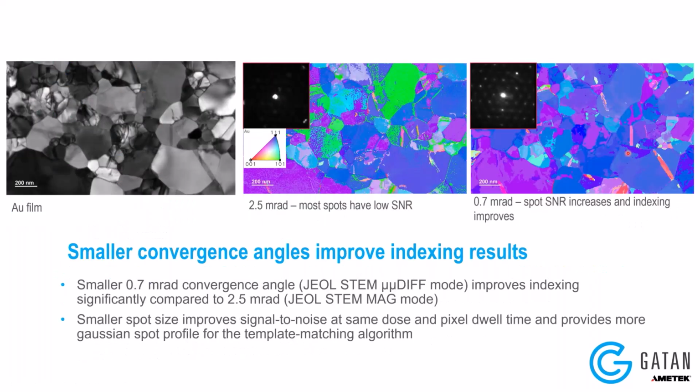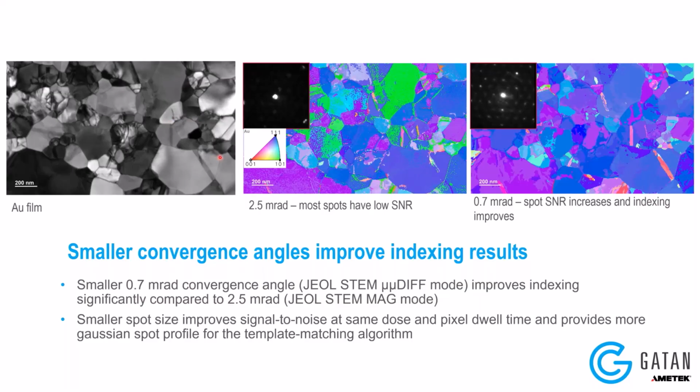So the whole process is relatively straightforward, but there's a couple of things that are important to keep in mind about how we can acquire data in the best way for the orientation analysis. And one of those things is the convergence angle that we want to use in the microscope. And so here again, I'm looking at gold film, just like in the previous slide.